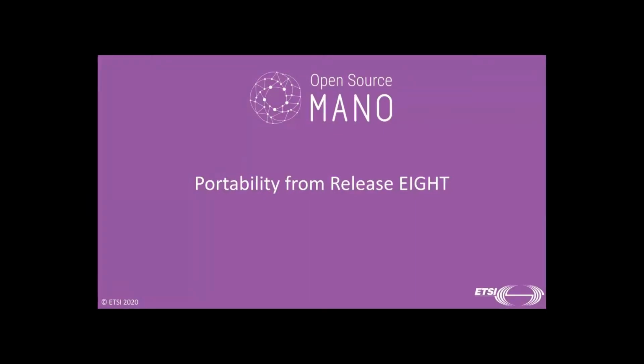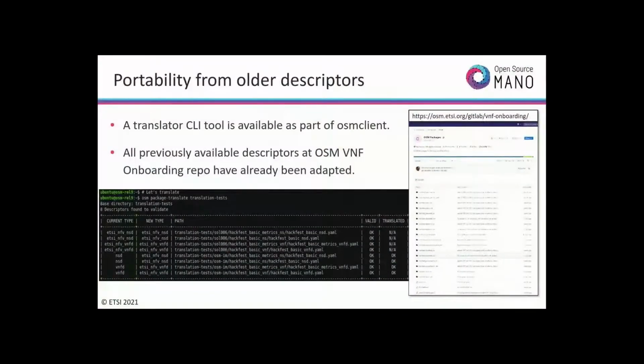So, well, what we did to preserve the old descriptors from release 8 backwards was to provide a CLI translator tool. So this CLI is already available as part of the OSM client. So it's already on your environment to use. I'm going to give you a quick demo. It won't be, let's say, step by step with you at the same time, but I'm listing there the steps because it's actually pretty easy.